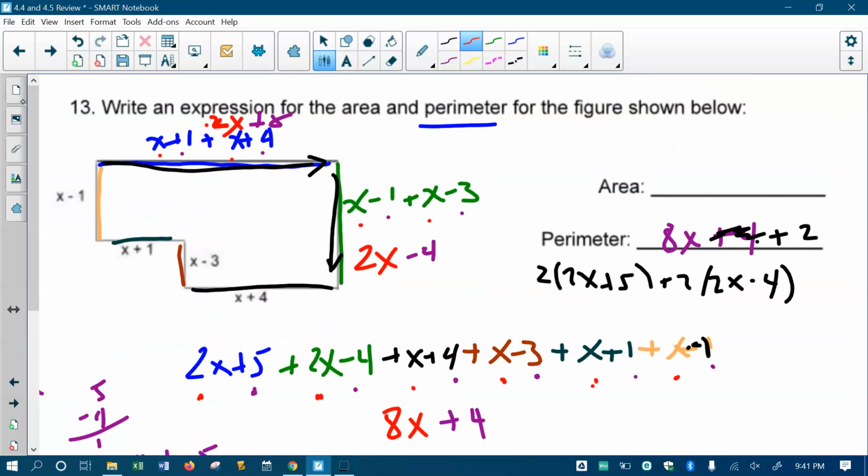Okay, now for the area. Now the area we could do in a couple different ways.